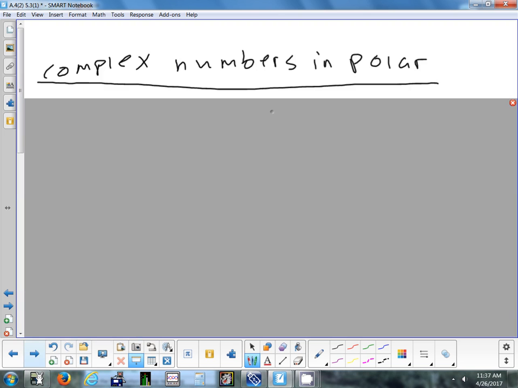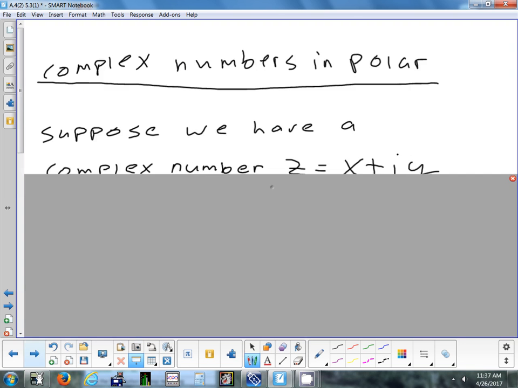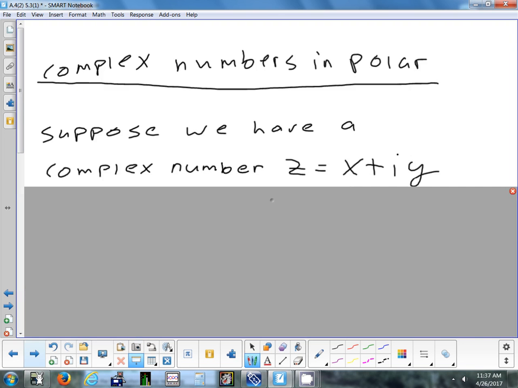All right, so the last thing we're going to do, and this is what's going to continue over into tomorrow, is kind of combining what we learned on Monday about polar with what we've been learning the past couple days with complex numbers. So we're going to take those 2 ideas and combine them together. All right, so suppose we have a complex number. I'm calling it z.